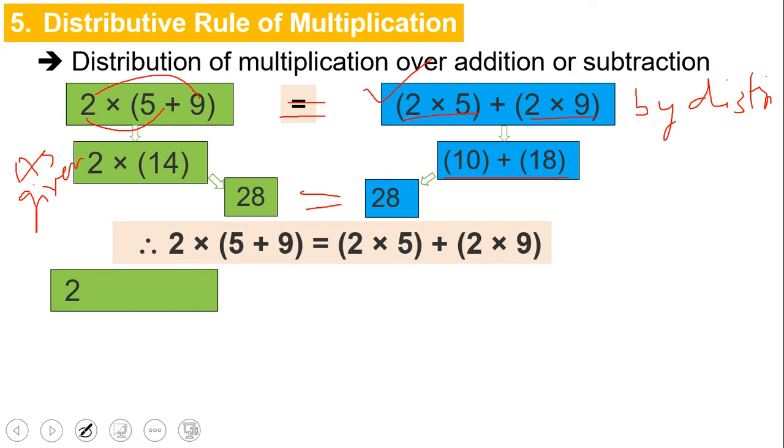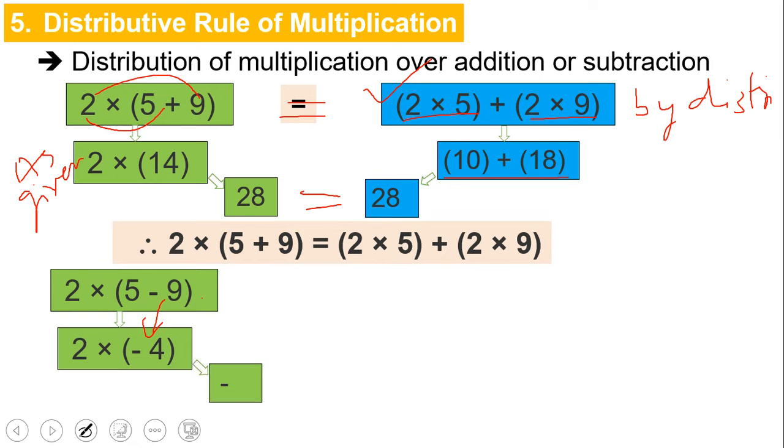Is that clear? Similarly, the same result can be proved for subtraction. Let us say 2 into bracket 5 minus 9. 5 minus 9 is minus 4. So 2 into minus 4 is minus 8. Is that clear?